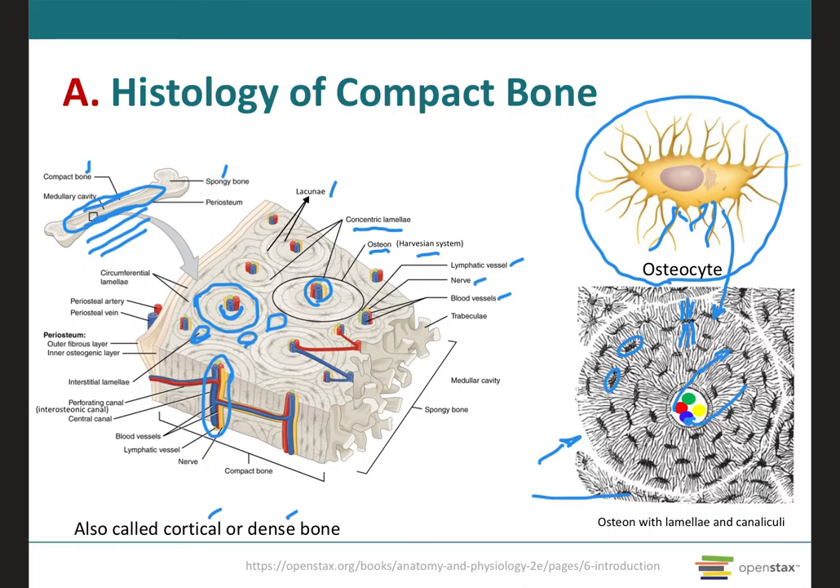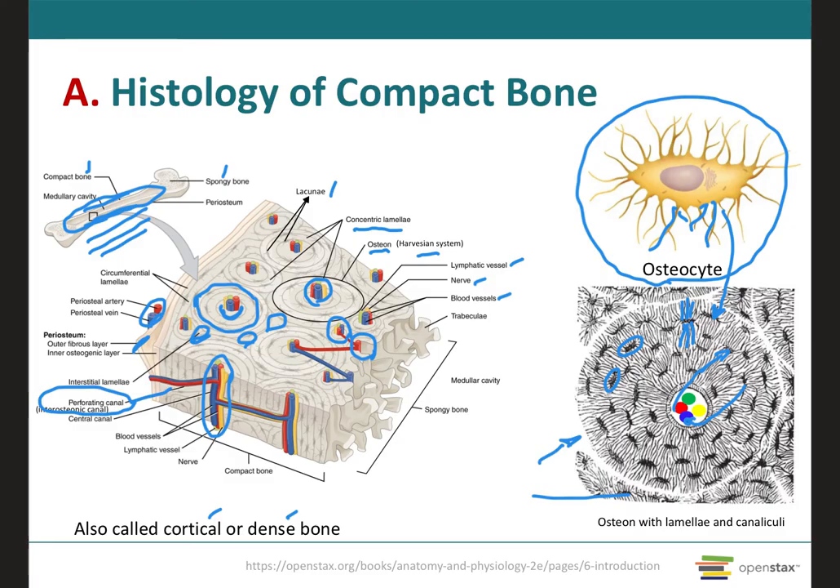The blood vessels and the nerves from the periosteum, which is this membrane of connective tissue that surrounds the bone, will penetrate the compact bone through the perforating canals, also called interosteonic canals. The blood vessels and nerves of this interosteonic canal will connect with those of the medullary cavity, the periosteum, and the central canals as well, as you can see from these images.